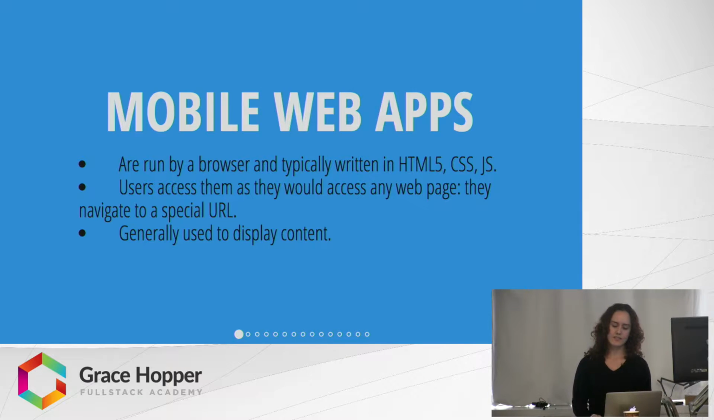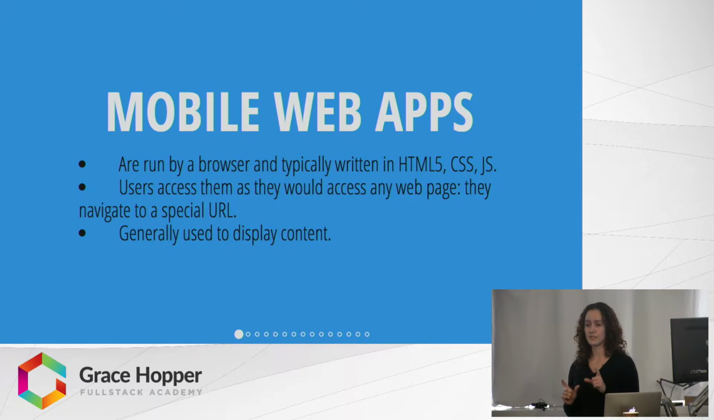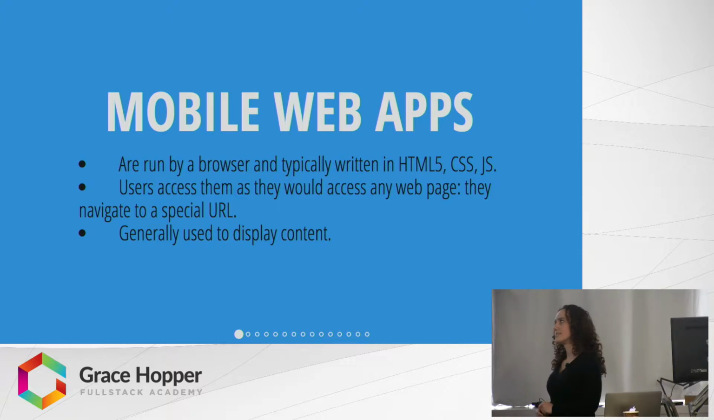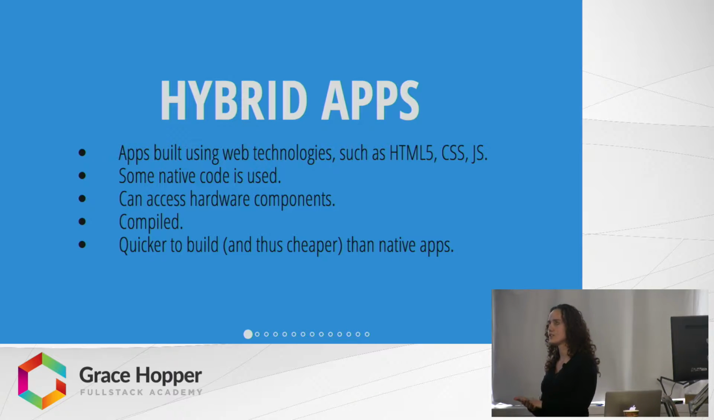Mobile web apps. These are run by a browser. These are the applications that we know so far that we can build with HTML, CSS, and JavaScript. But these ones are specifically built to fit different mobile device screens. So that's the difference between native and mobile web apps. And now, let's talk about hybrid apps. Hybrid apps are somewhere between native apps and mobile web apps. They're actually built using HTML, CSS, and JavaScript, and also with some native code.